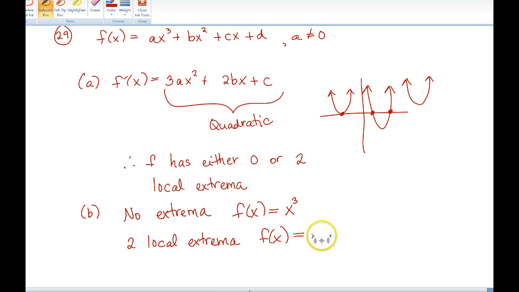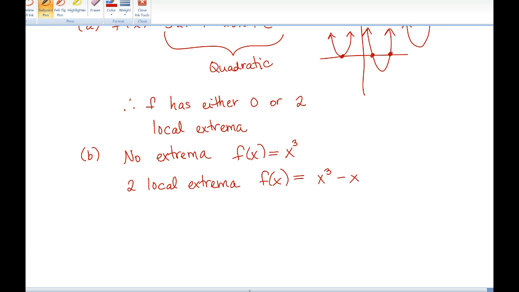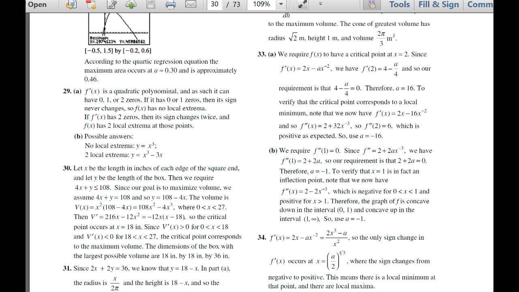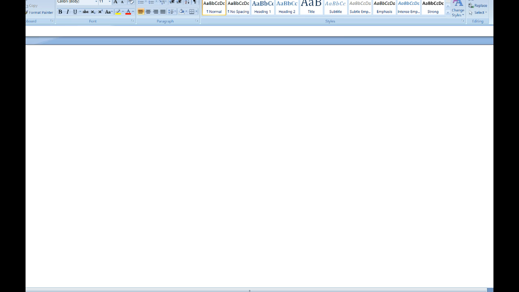And then for 2 local extrema, maybe x to the third minus x would be another, because when we do the derivative, we get 3x squared minus 1. And 3x squared minus 1 is going to be like this one, where it's going to go below the x-axis. So that gives us 2 extrema. Okay.